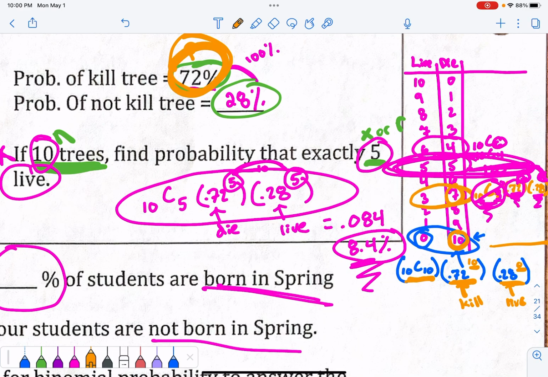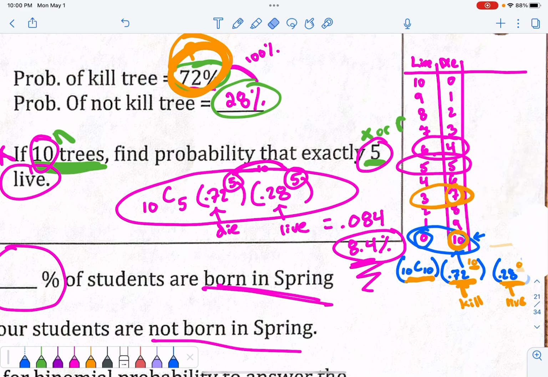We just said this. Let me get rid of some of this junk over here. Let me erase some of this stuff. Well, I want to leave that.